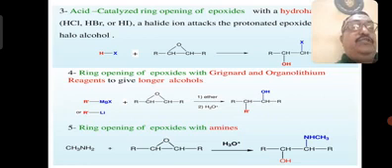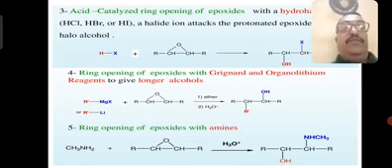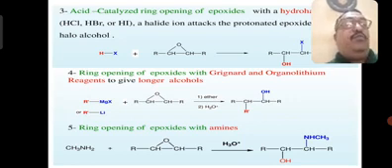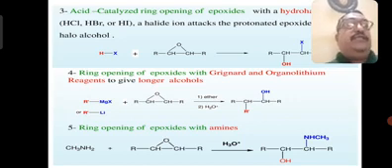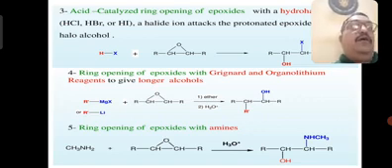RCHOH CH2NHCH3. So here actually the C-O bond opens, and O will become OH, by CH3NH2, and the remaining NHCH3 attacks the other carbon. So you will get amino alcohols.